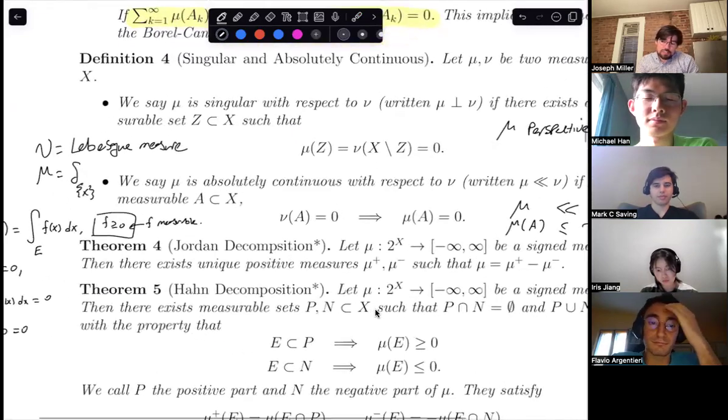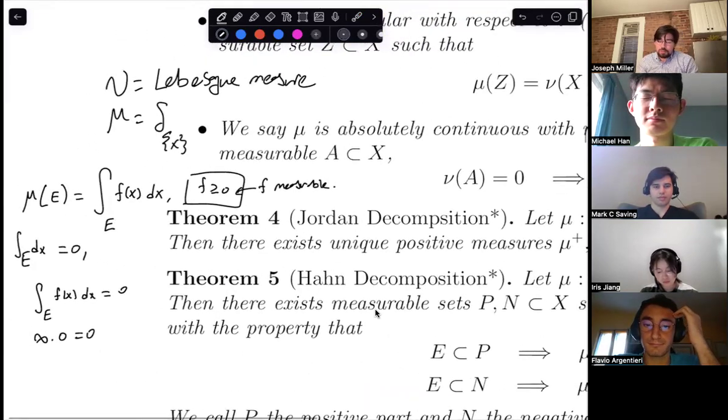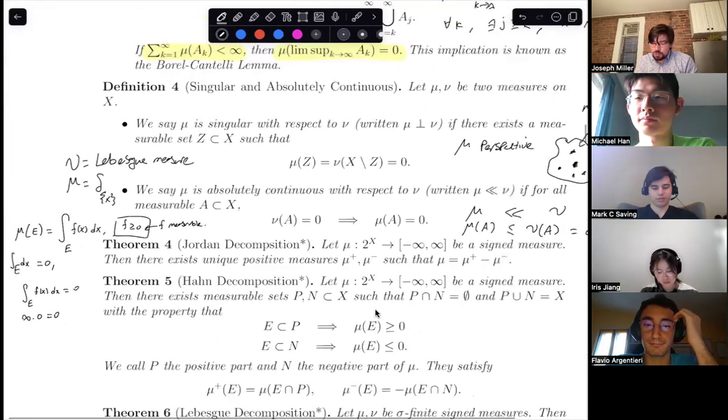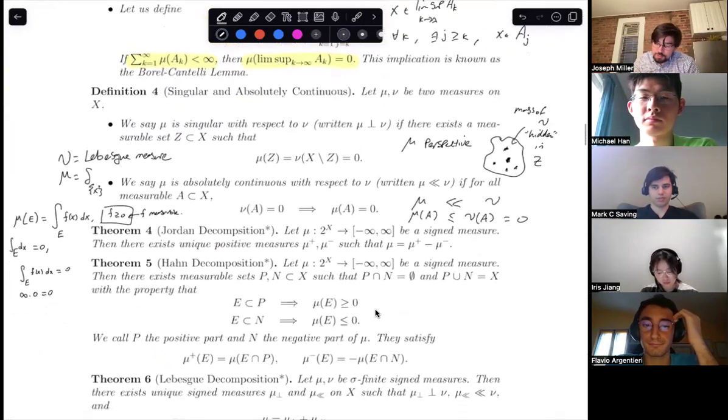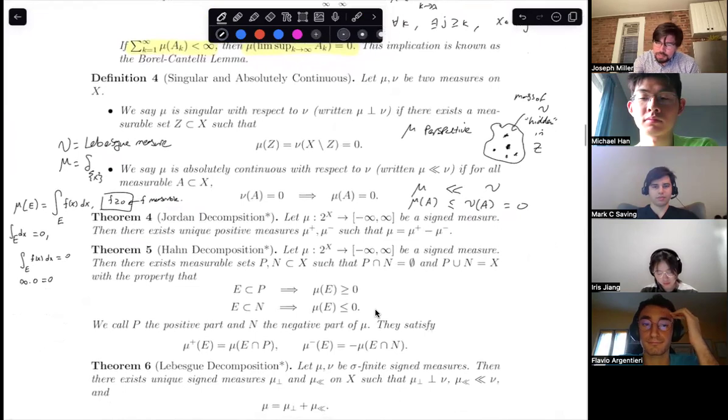So this is actually an example of what's called a Radon-Nikodym derivative, which is just a fancy name for saying what f is. Okay, and these are just extra. You can read about them if you want.